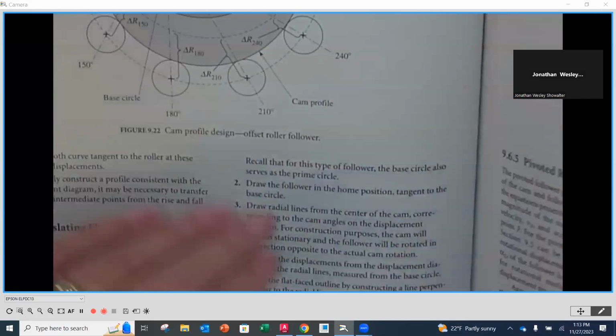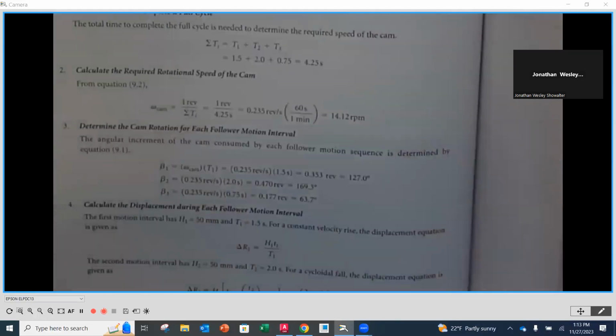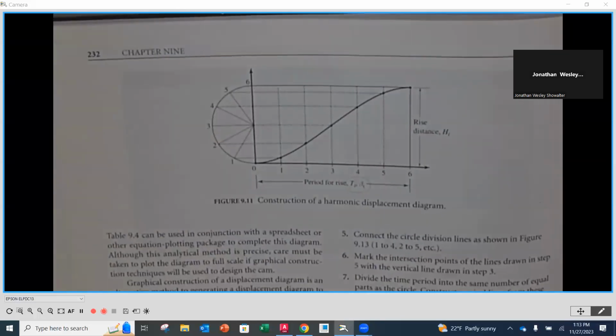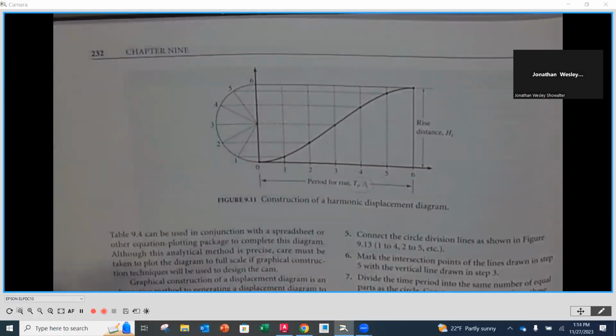Okay, so that diagram that we're just looking at. In this case, it's going to be harmonic motion on both the rise and the fall. So if we go back to page 232, okay, this is going to be what you use.